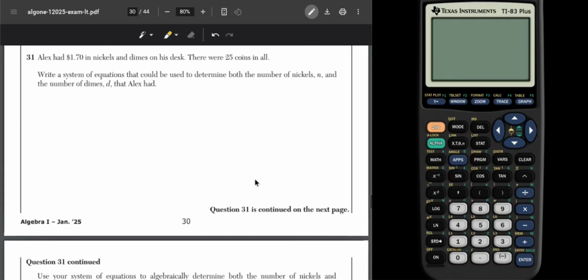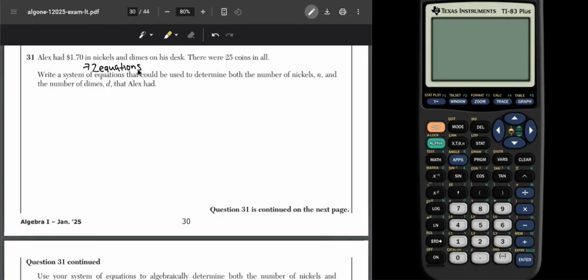So 31, part 1 says, Alex had $1.70 in nickels and dimes on his desk. There were 25 coins in all. Write a system of equations that could be used to determine both the number of nickels N and the number of dimes D that Alex had. So, we need to write a system of equations. In other words, we must have 2 equations.